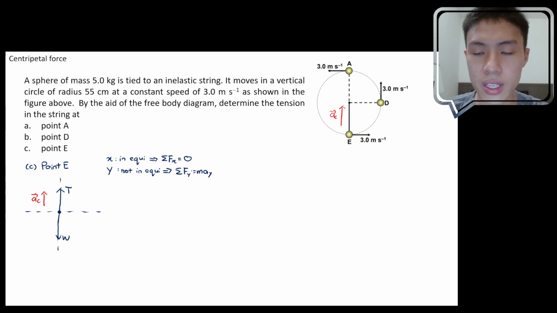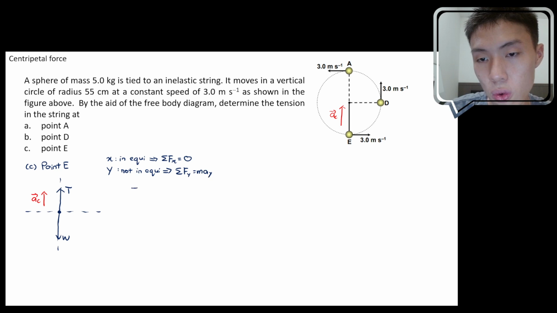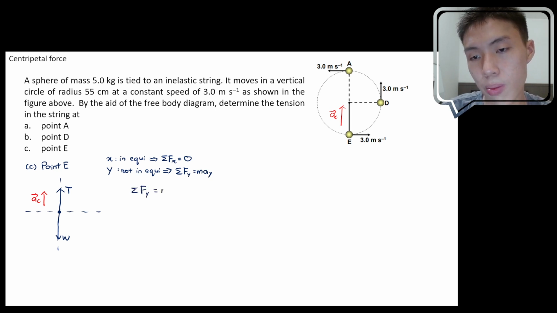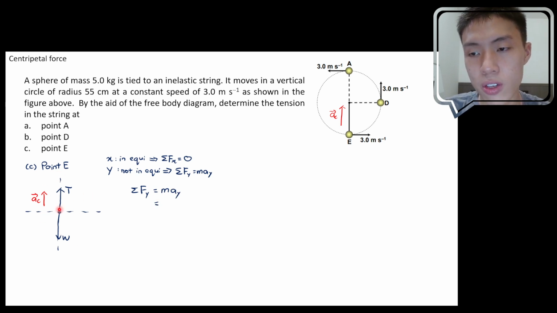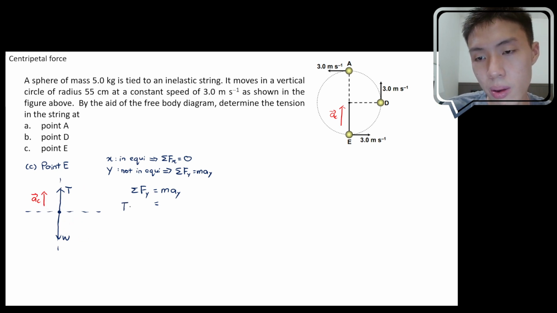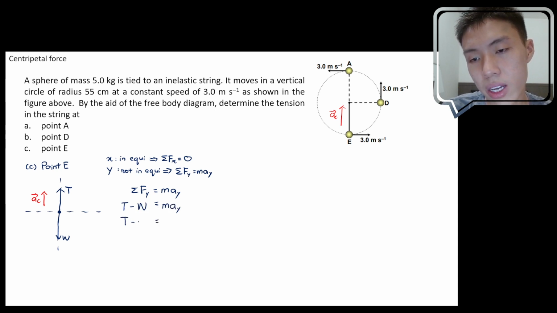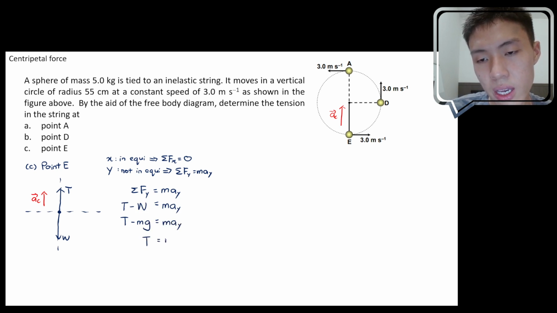Okay, so once we are done with this, we may proceed to analyze only the y-axis. So sum of Fy is equal to may. So there are two forces in the free body diagram. We'll take the forces in the same direction as acceleration as positive, so tension will be positive. We will take the forces in the opposite direction of acceleration to be negative, so the weight here will be negative. So T minus W is equal to may. So right now we can write it as tension minus mg is equal to may. And with a bit of rearrangement, you get m times a plus g.